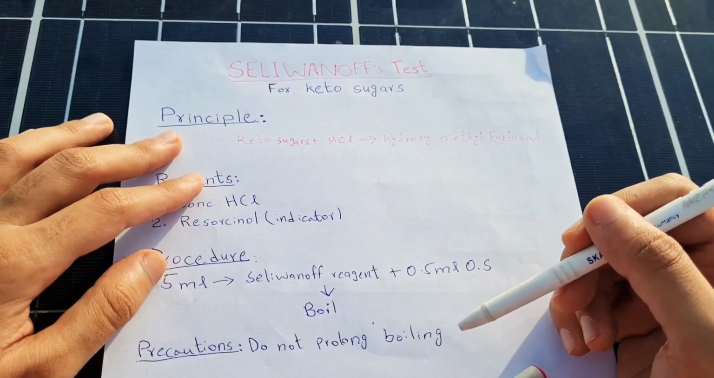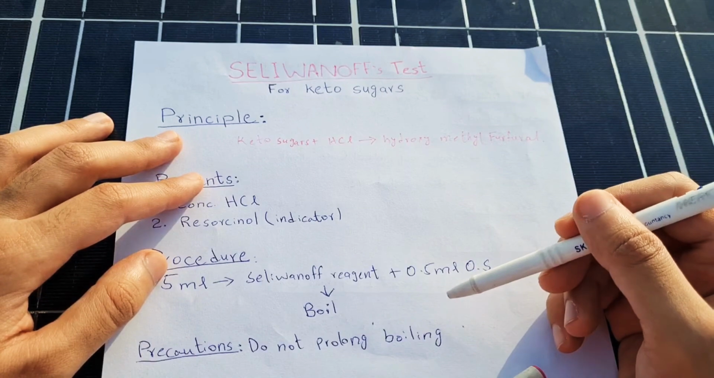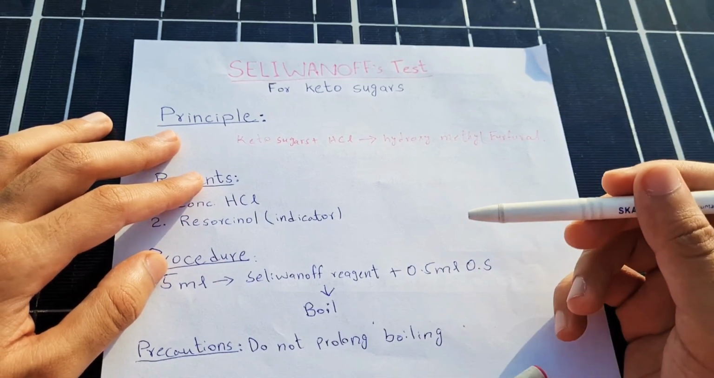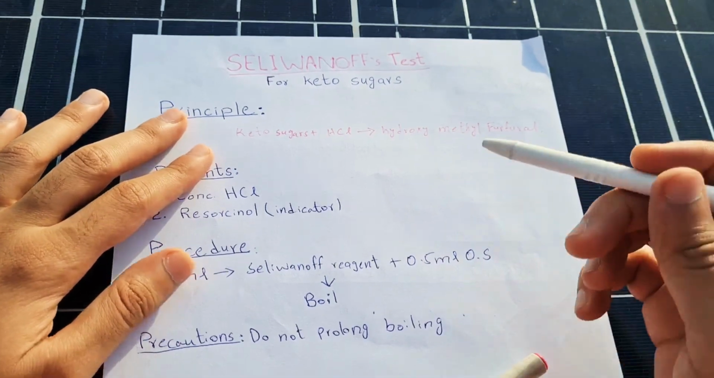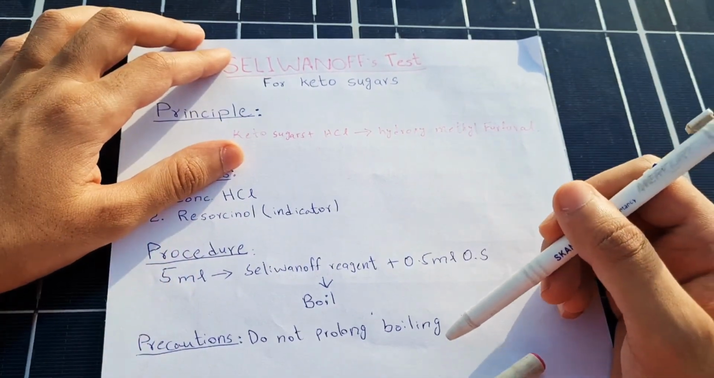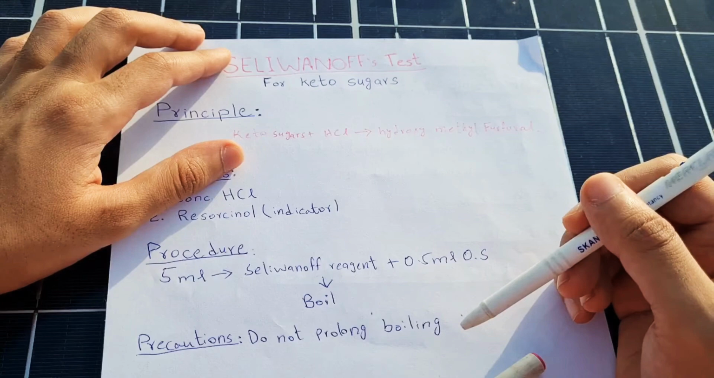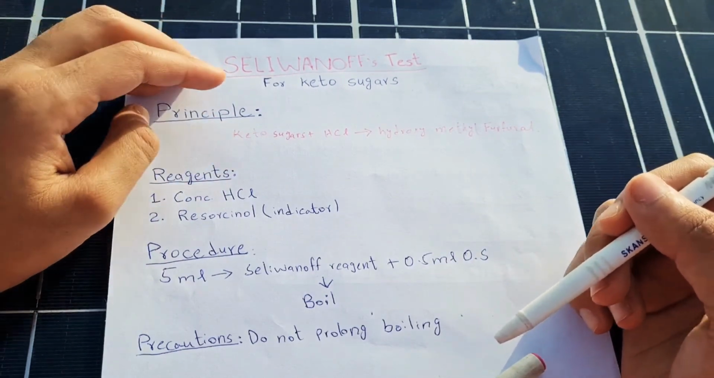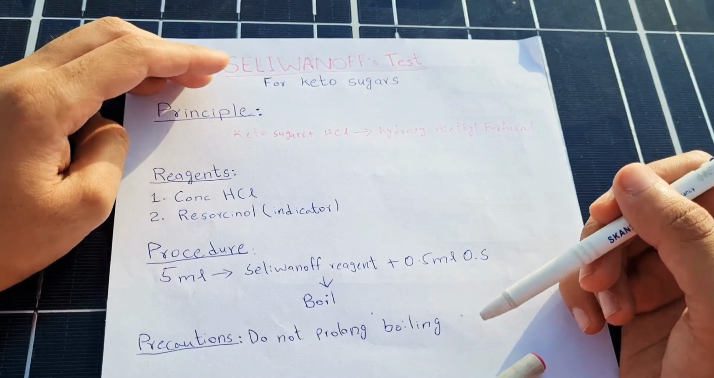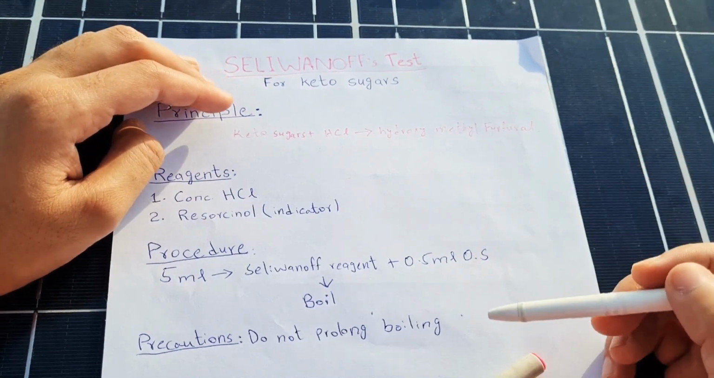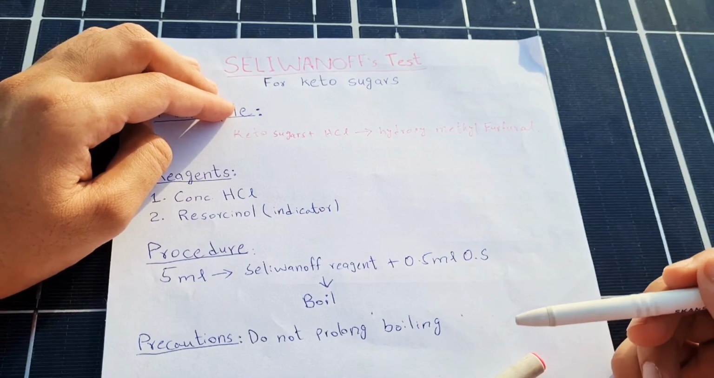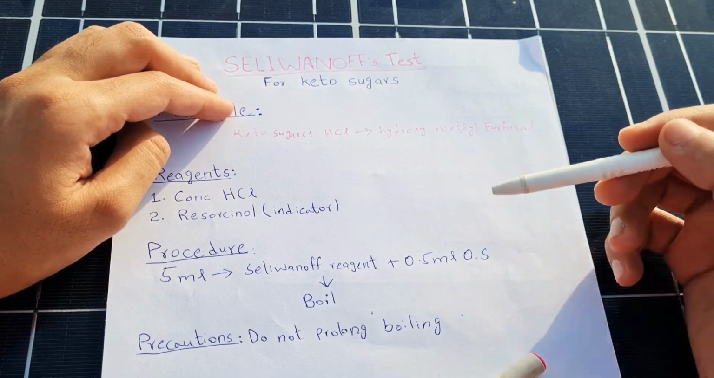We can either boil it directly on the flame for 30 seconds, or we can place it in a boiling water bath for 2 minutes. The precaution is that we should not prolong the boiling. We should not exceed the time limit, that is 30 seconds for the direct flame, while 2 minutes for the boiling water bath, because this will allow the aldo sugars, which are slow to react, to give this test positive.